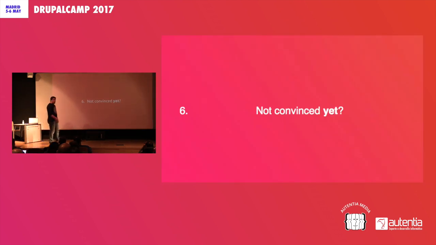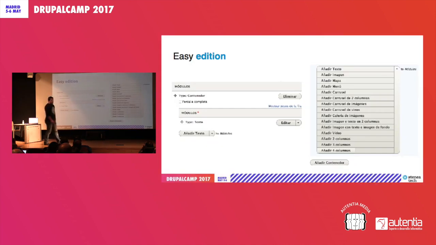So if you are not convinced yet, we have other reasons to use paragraph. The main thing is that it's really, really easy to edit. And this is something really nice, because we have other kinds of solutions, but they are so difficult for the editor. So here, we sometimes translate paragraph to modules for the clients, which is more clear. And here we can add the paragraph. As you can see, you have a list of paragraphs, and I think it's pretty clear for the client.